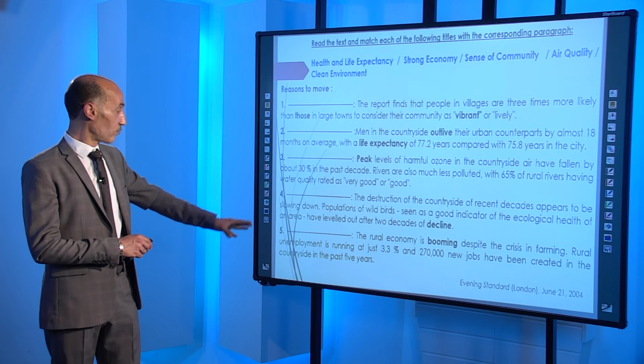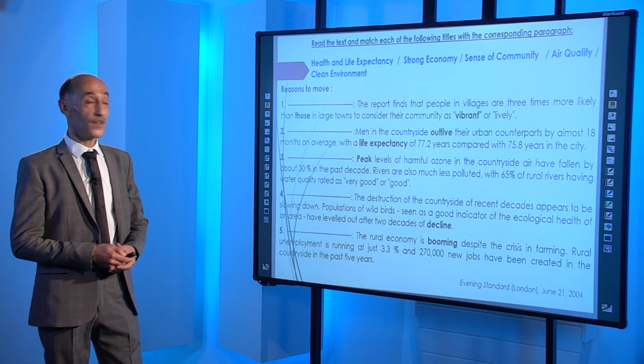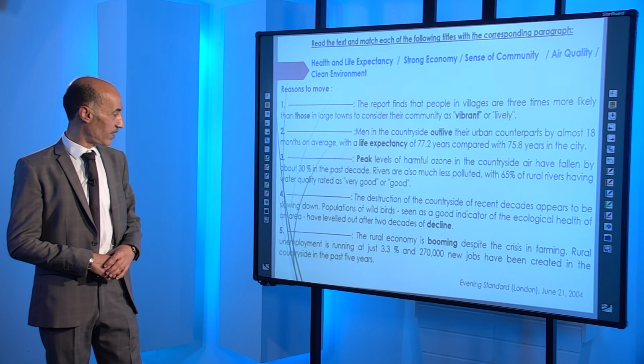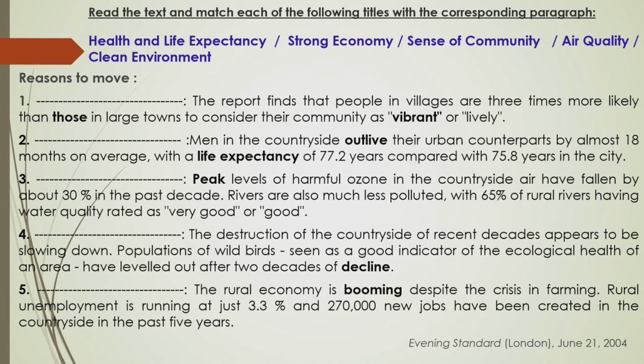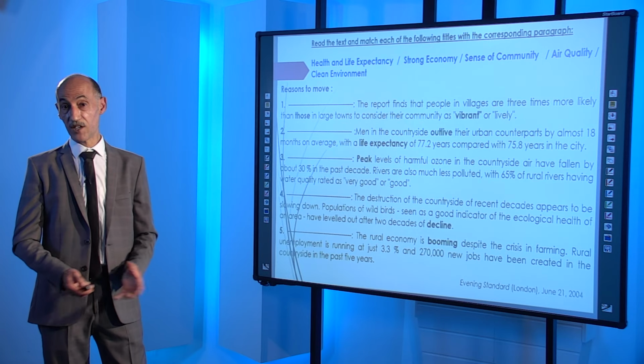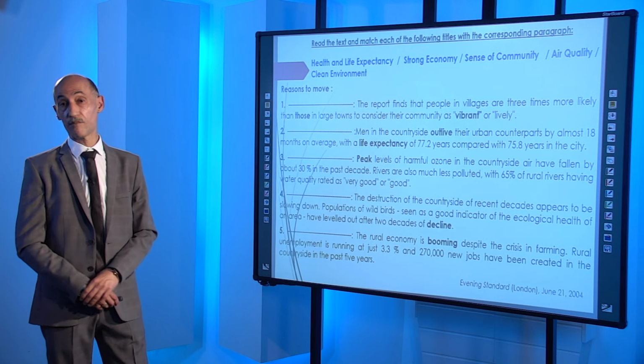Now, let's finish with paragraph 5. It's about economy. So it reads here, the rural economy is booming despite the crisis in farming, and rural unemployment is running at just 3.3%, and 270,000 new jobs have been created in the countryside in the past 5 years. Much information which is really very, very important to make us really understand those who opt for a change in their lifestyle and to opt for moving to the countryside.